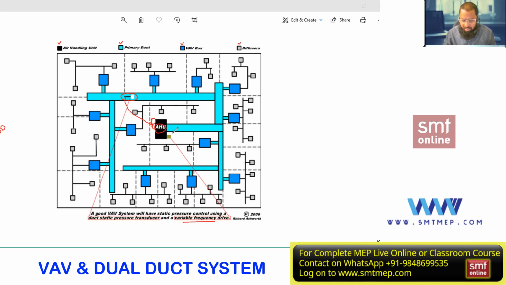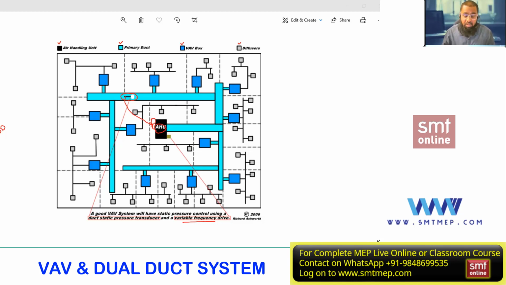We'll discuss why. But the second difference is the static pressure sensor, nothing but a pressure sensor which will monitor the pressure inside and give the feedback to the control system, so that the control system can increase or decrease the speed of the fan motor. Increasing or decreasing the speed of the fan motor means varying the flow rate.